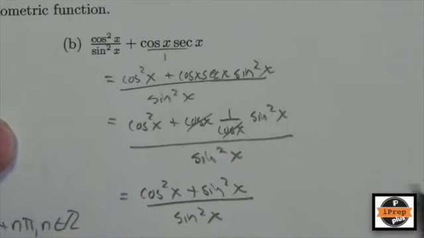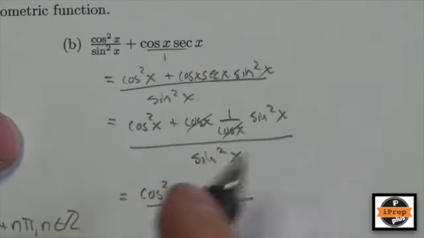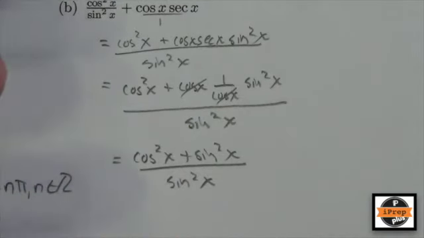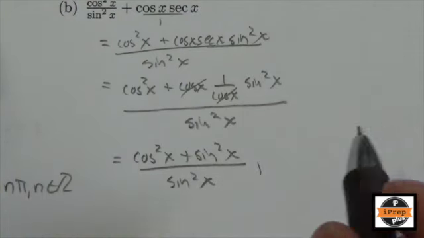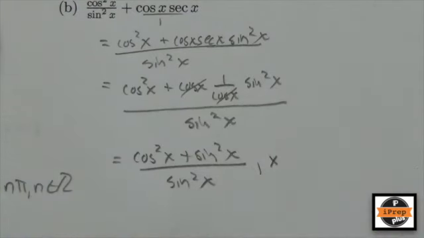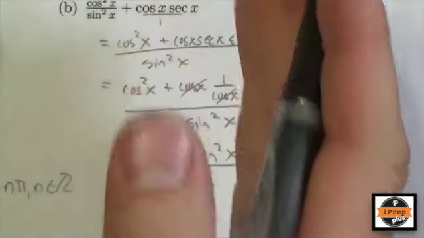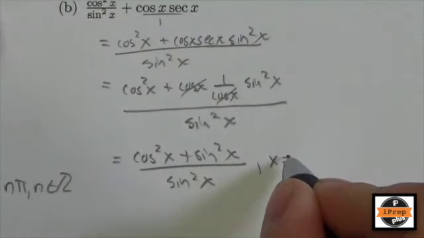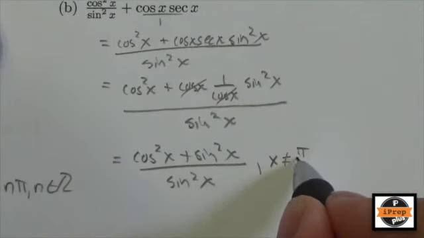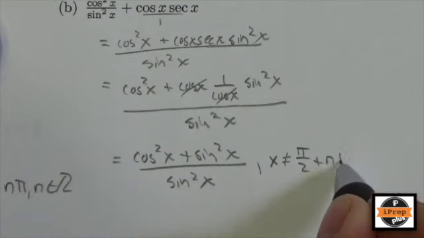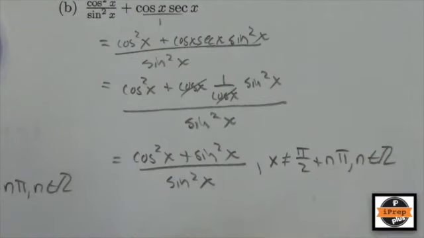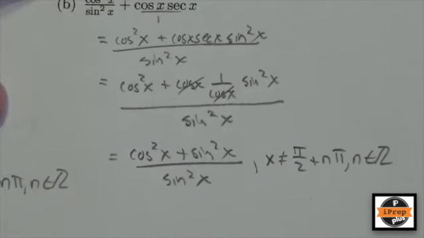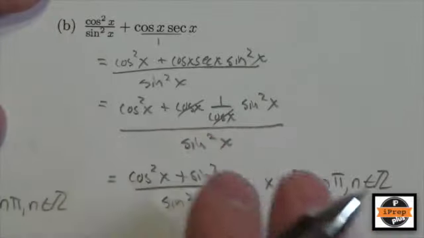Okay, now before I do this though, I can only cancel those so long as cosine does not equal 0. Okay, I can only get rid of that so long as I don't let cosine go to 0, and cosine is going to go to 0 when the angle is along the positive y-axis here. So I cannot let x be pi over 2 plus n pi, where n is an element of the integers. Can't allow that to happen.